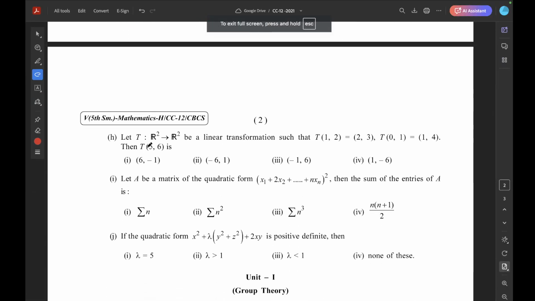Next question H. Let T map R2 to R2 be a linear transformation such that T of (1, 2) equals (2, 3) and T of (0, 1) equals (1, 4). Then T of (5, 6) equals what?